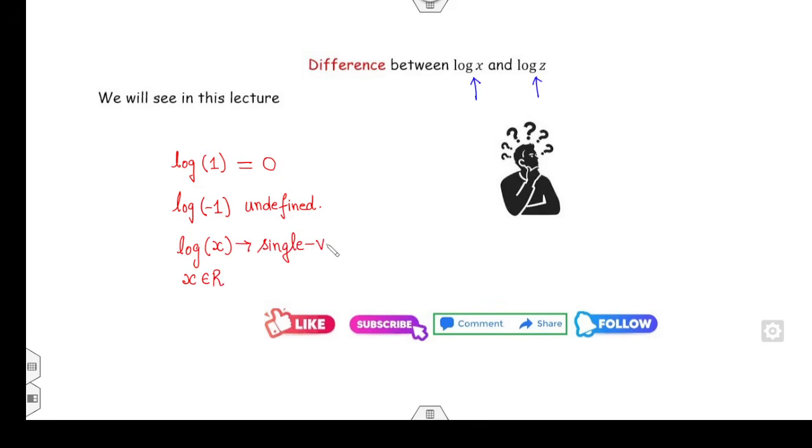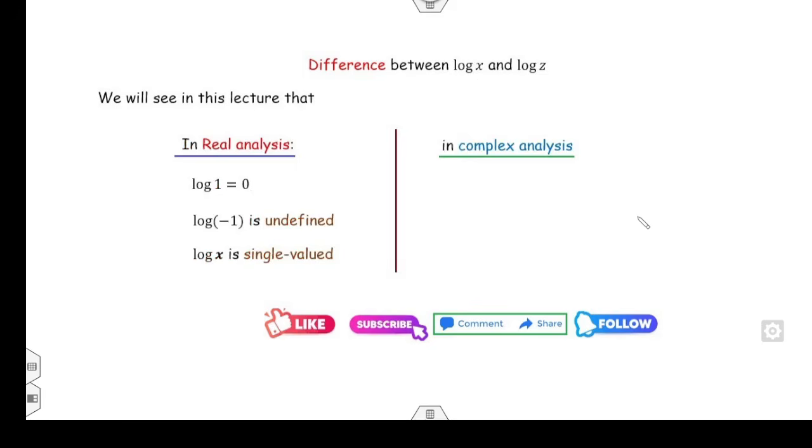सिंगल वैल्यू मतलब एक ही आंसर आएगा ना आपके पास. मान लीजिए अगर आपने log of 7/9 ले लिया, तब भी एक सिंगल आंसर आएगा. अगर आपने log of 10 ले लिया, then again it's a single answer, and so on.